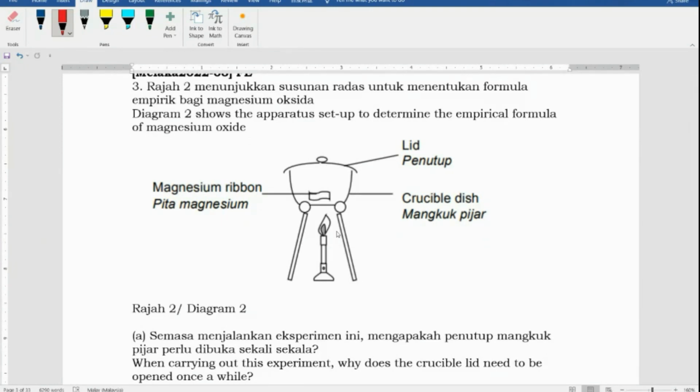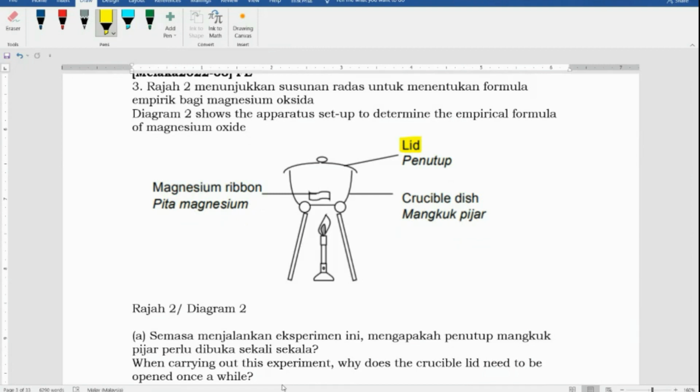So class, if you see this experiment, this question will be asked in the exam. First one, why does this lid need to be opened once in a while? You heat it, right? You need to open it a while, then close it back, and from time to time you have to open it again. What is the purpose?